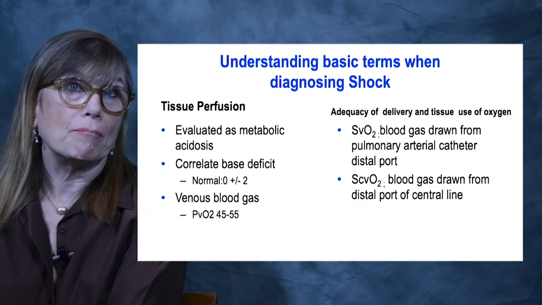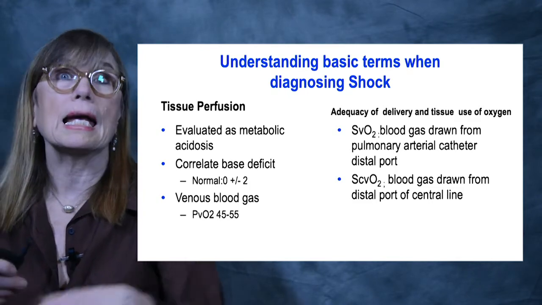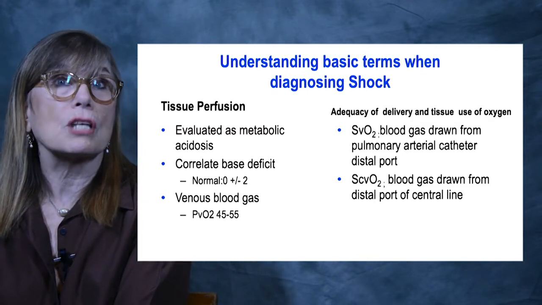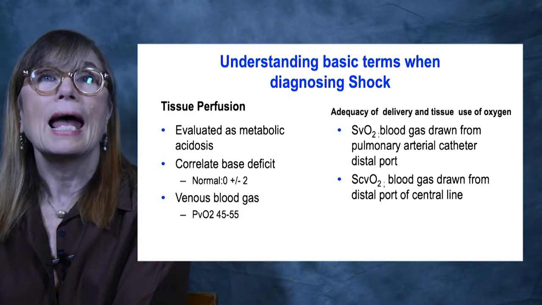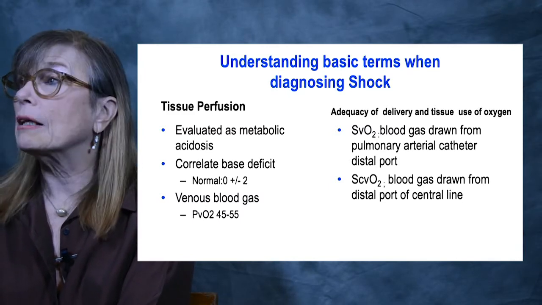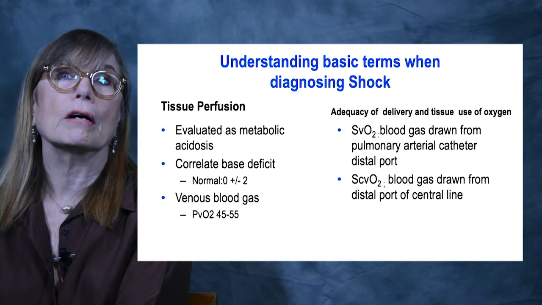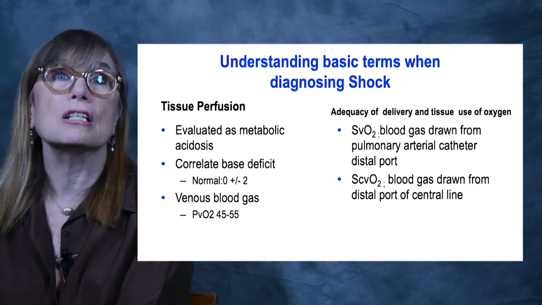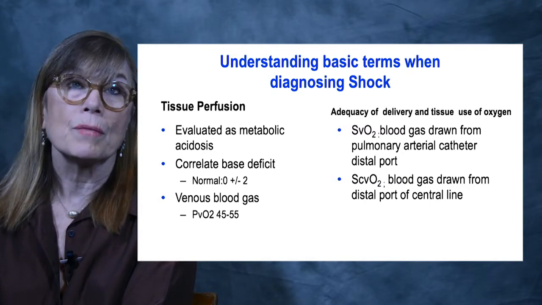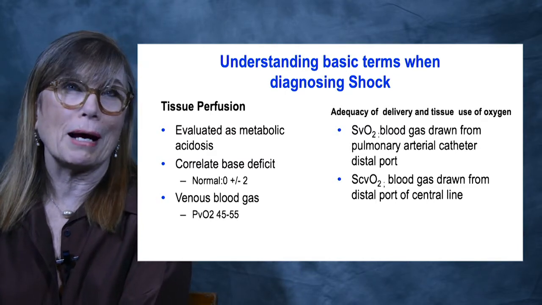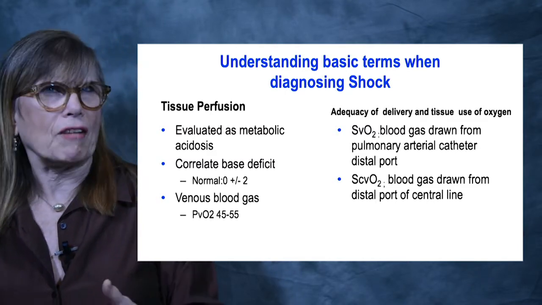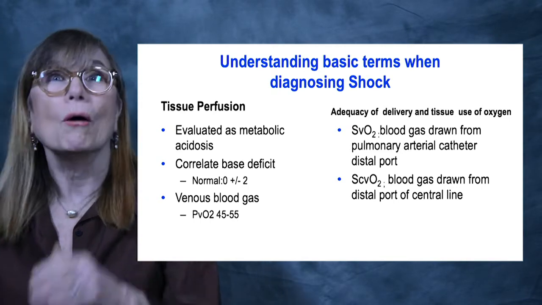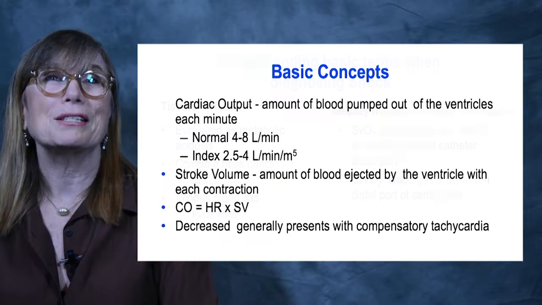In addition to that, we have measures that help us to understand the adequacy of delivery of oxygen and the tissue utilization of oxygen. That requires a central venous or mixed venous blood gas. SVO2, mixed venous, is a blood gas that's drawn from the pulmonary arterial distal port. SCVO2 is a blood gas drawn from the distal port of the central line. Both of those are beyond what we're going to talk about today because this is a more complex, advanced hemodynamic indicator and it requires more time than we have available. So we're really going to focus today on your base deficit.